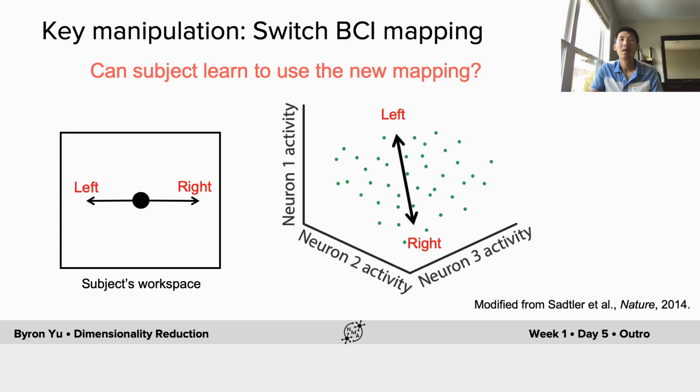Okay, so when we started these experiments, we switched the mapping on a few different sessions. And what we observed was that for certain new mappings, the subject was able to learn to use it quite readily, whereas for other new mappings, the subject had difficulty learning to use the new mapping. So this led us to wonder whether there was some principle underlying which new mappings would be easier to learn and which new mappings would be more difficult to learn.